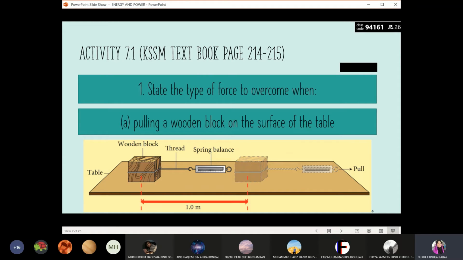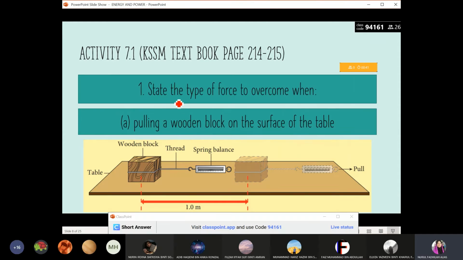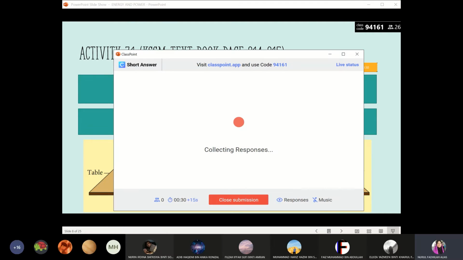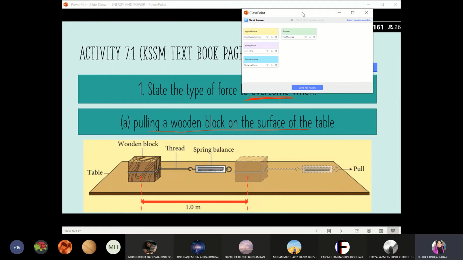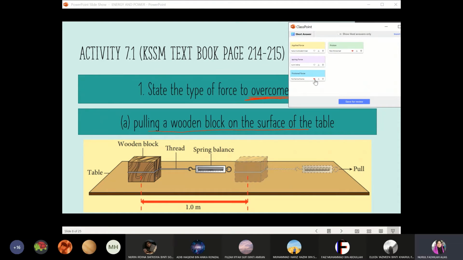So this is the 100 gram. Please tell me the type of force to overcome when you pull a wooden block on the surface of the table. So everyone, please answer. Frictional force. So the answer is the frictional force. Okay, friction.